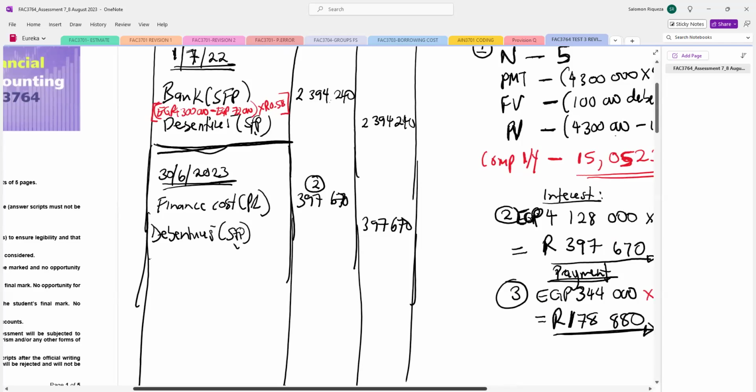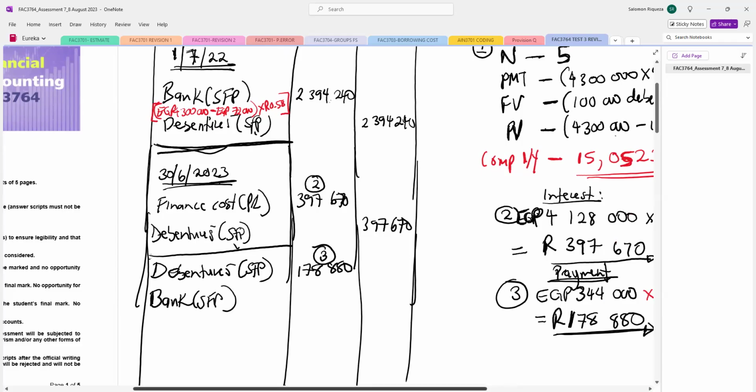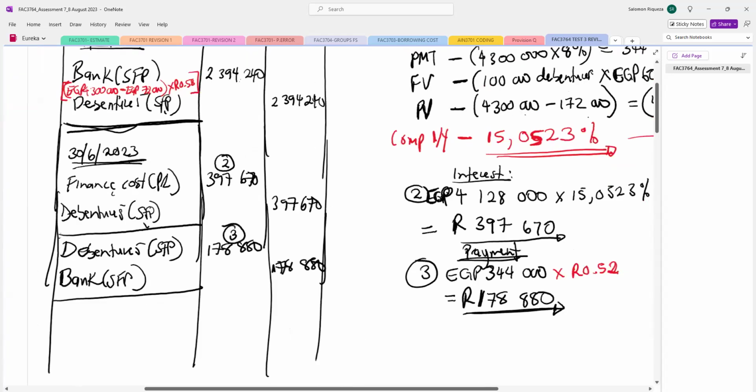So I'm still at 30 June. What's going to happen here is that my debenture is going to decrease. Remember, it's a liability. Liability decrease on the debit side. So I'm going to debit my debenture because I'm no longer owing the full amount. I'm going to debit it with that amount, 178,880. This is coming from calculation 3. And of course, money left the bank to pay. So my bank balance will decrease with 178,880.